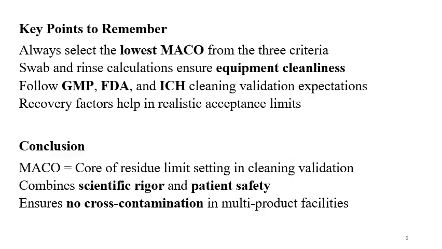So key points for the MACO calculations: always select the lowest MACO from the three criteria so that you can justify to the regulatory agencies that you are working on a very stringent MACO. Swab and rinse calculations ensure equipment cleanliness. Follow GMP, FDA and ICH cleaning validation expectations. Use and understand the guideline principles. Recovery factors help in realistic acceptance limit.